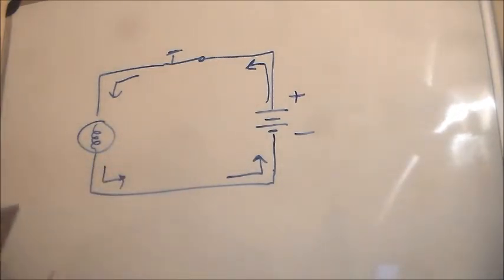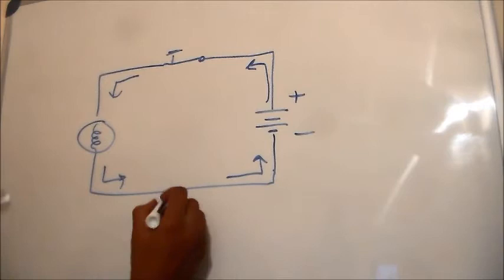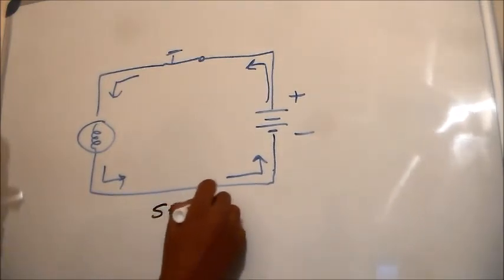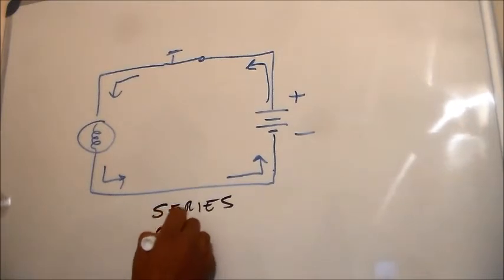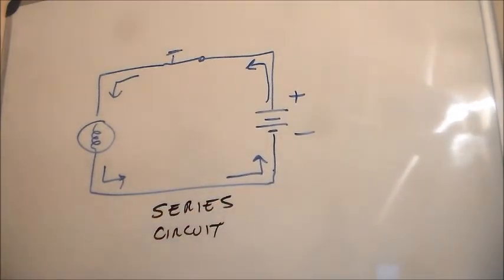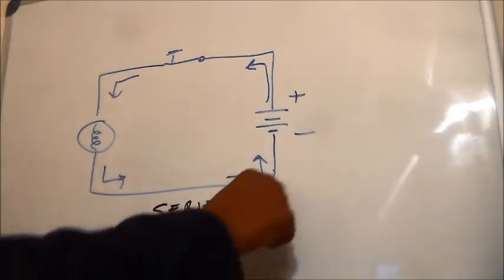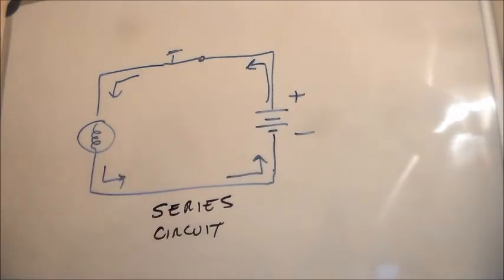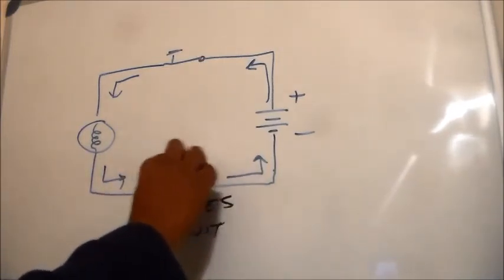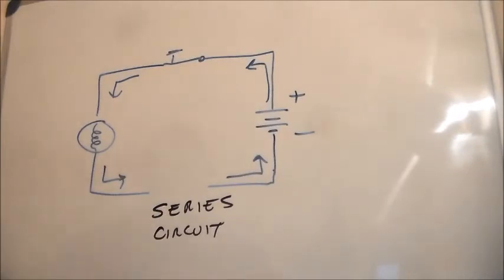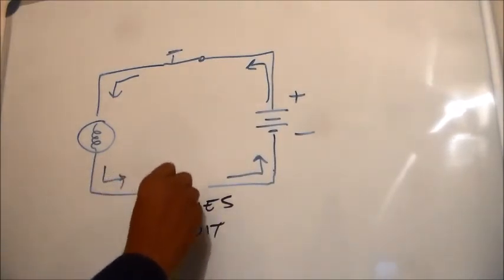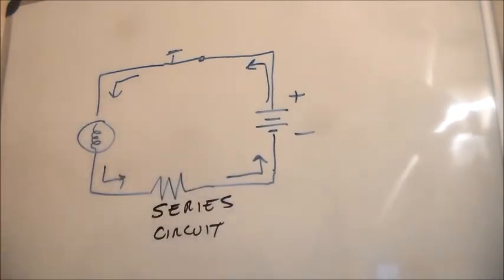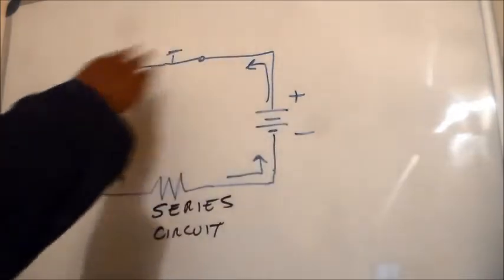Now what we're looking at here is called a series circuit. Why is it called a series circuit? Because everything is in series. You have your battery, our switch, our bulb. Let me put in another symbol you're going to have to figure out: a resistor. A little zigzag line, that would be a resistor. And everything is in series.